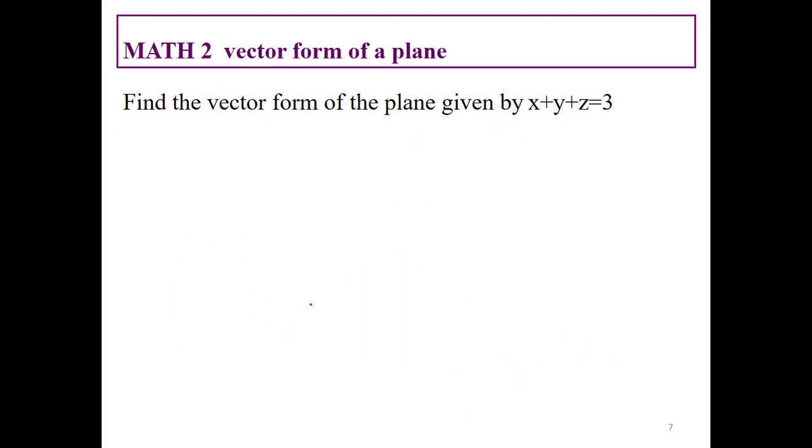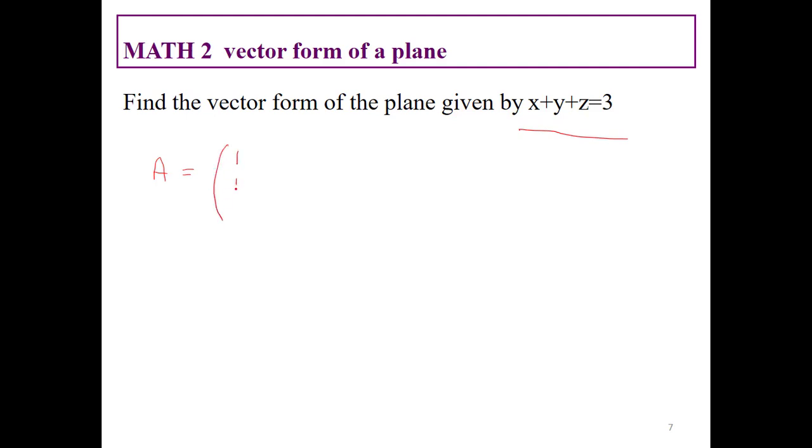Okay, so how can we find the vector form if we have a plane given with a specific equation? So we have this equation, x + y + z = 3. How can we find the corresponding vector form? Basically it's the same way we would find a vector form in a two-dimensional space. The only thing now is that we need 3 points instead of 2. So let's start with the first point. So let's find a point on this plane.